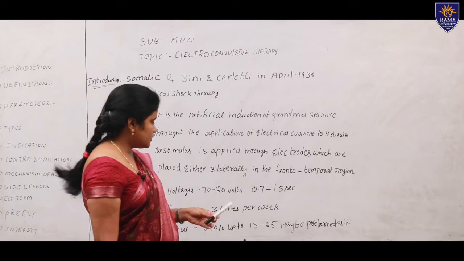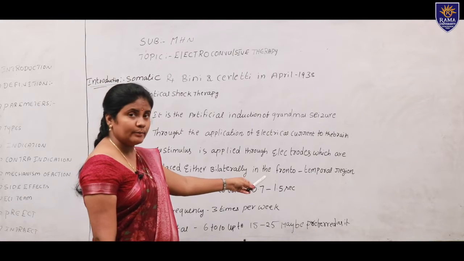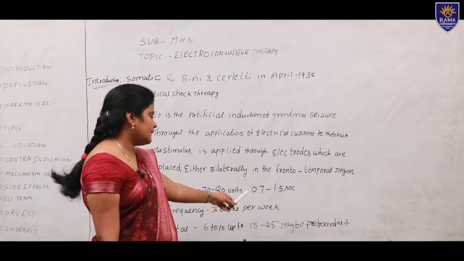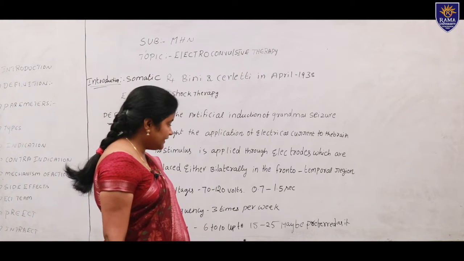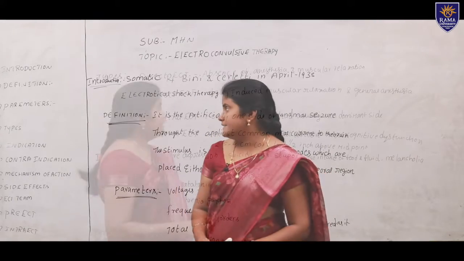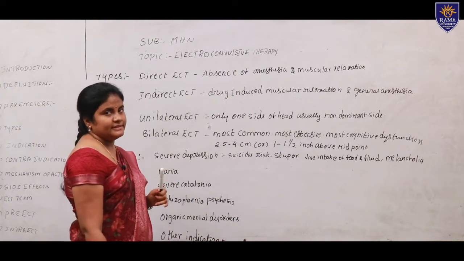The current voltage will be 70 to 120 volts, 0.7 to 1.5 seconds, and the frequency will be 3 times per week, with a total of 6 to 10, up to 15 to 25, based on the patient's condition. Next, we move on to the types or techniques of ECT.